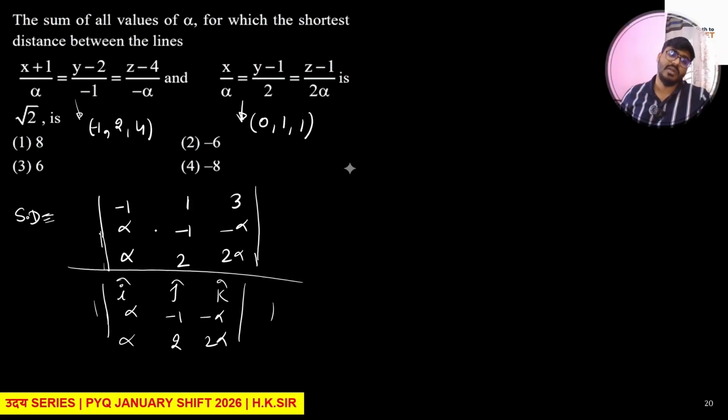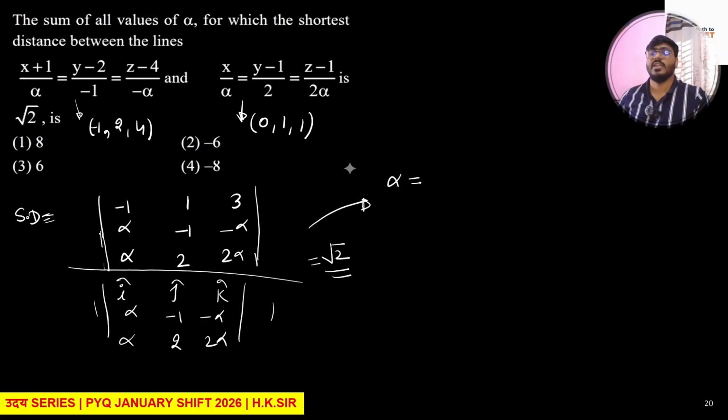If you have not remembered this formula, please remember it. After this, when you simplify it and make this equal to root 2, shortest distance is root 2 as given in the question. When you simplify it, you will get the values of alpha: minus 7 and 1.